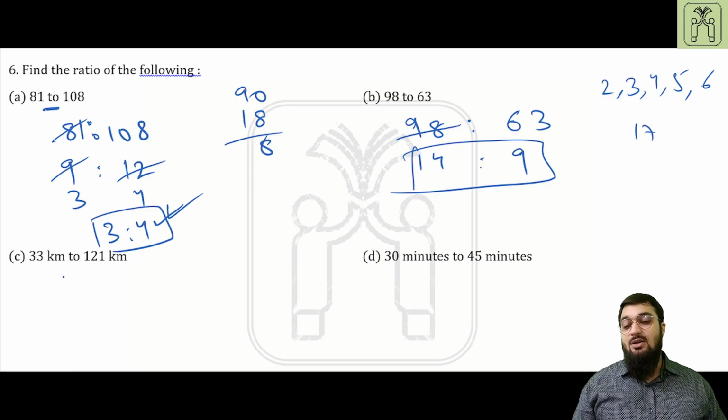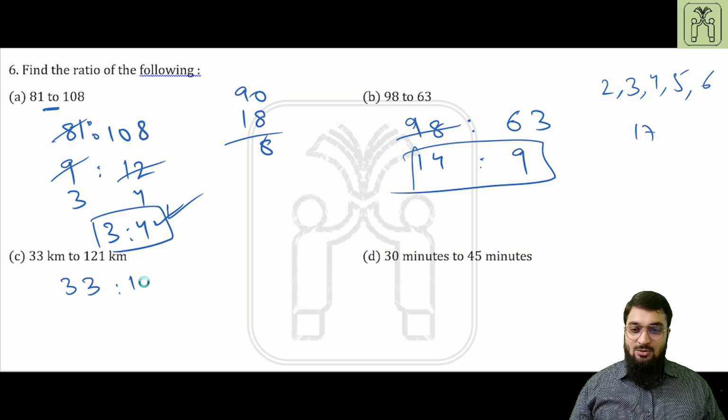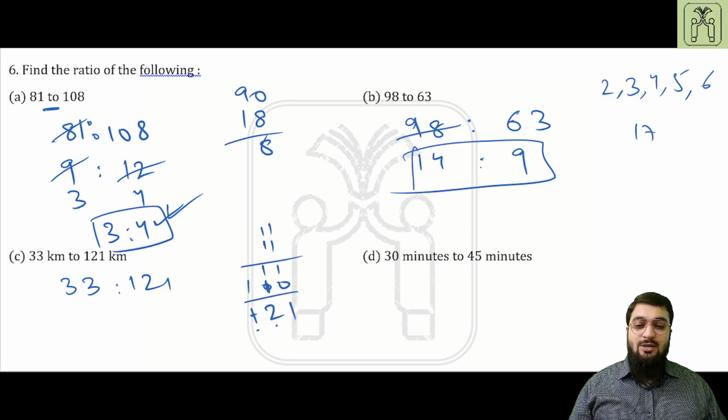Part C, 33 kilometer to 121 kilometer, and that will give you 33 is to 121. We know that 11 into 11 is equal to 121. So 11 3 times, and this will be 11 times, and this will be the answer.